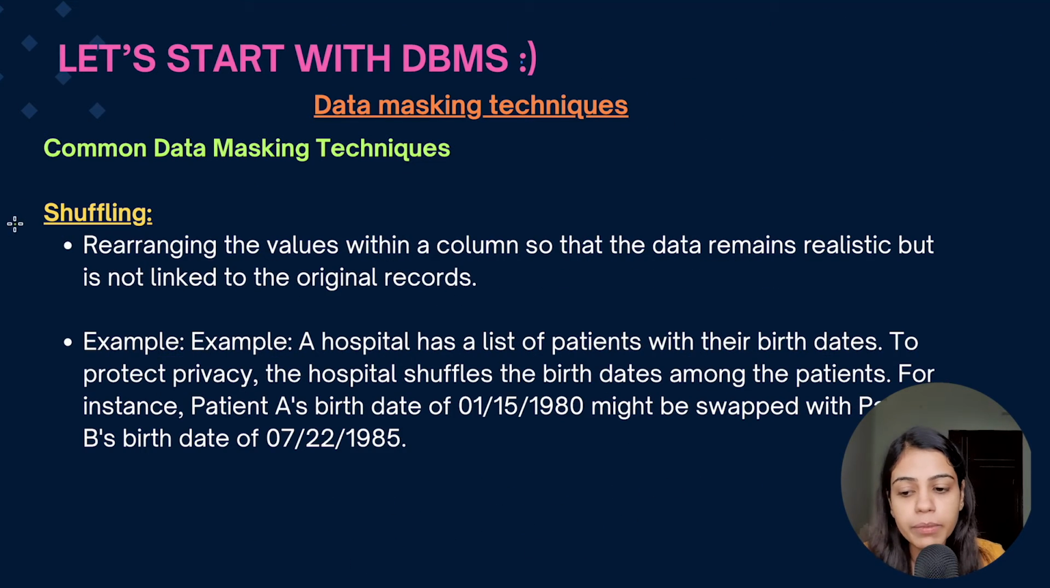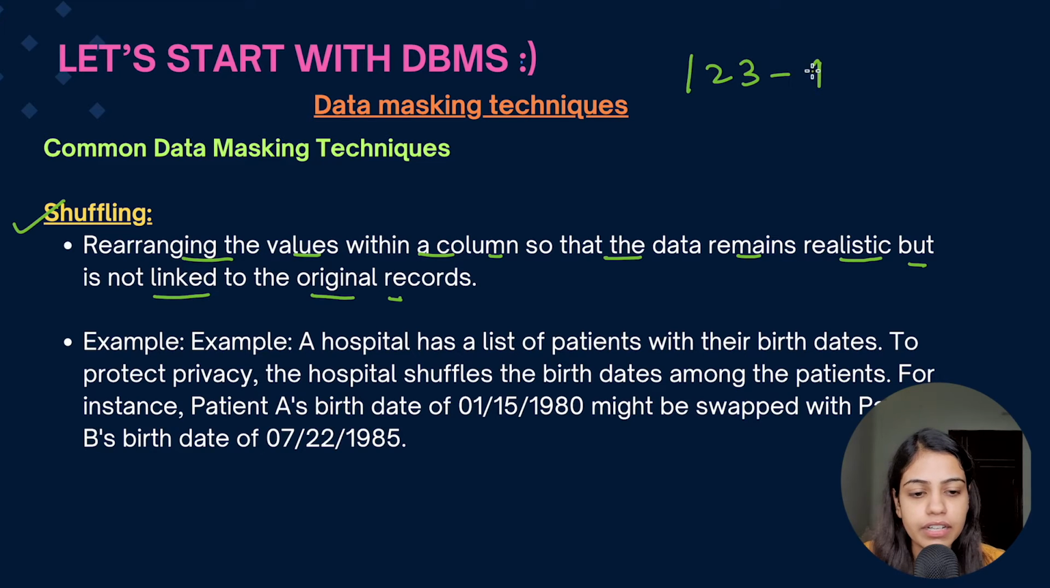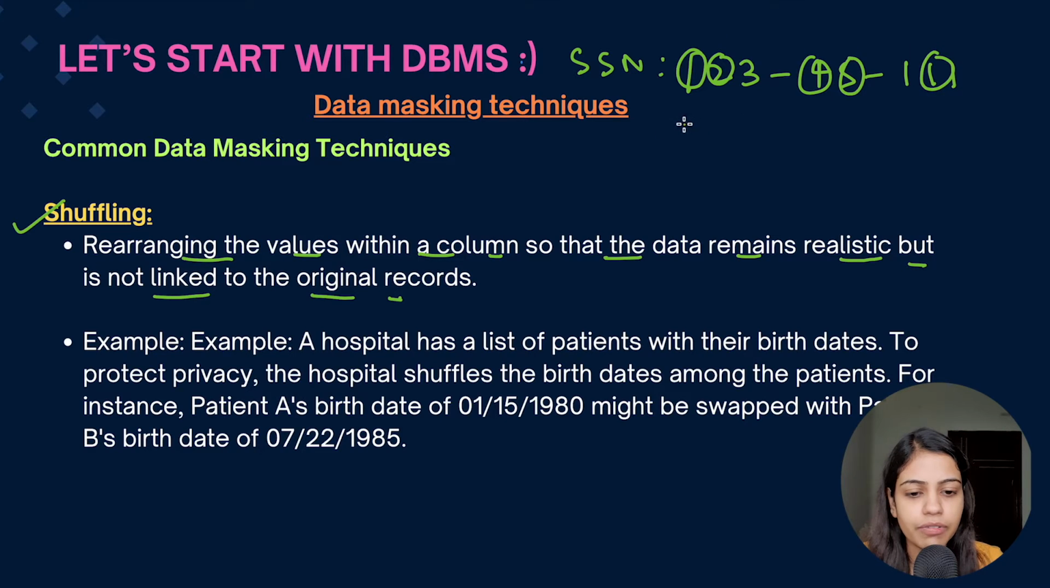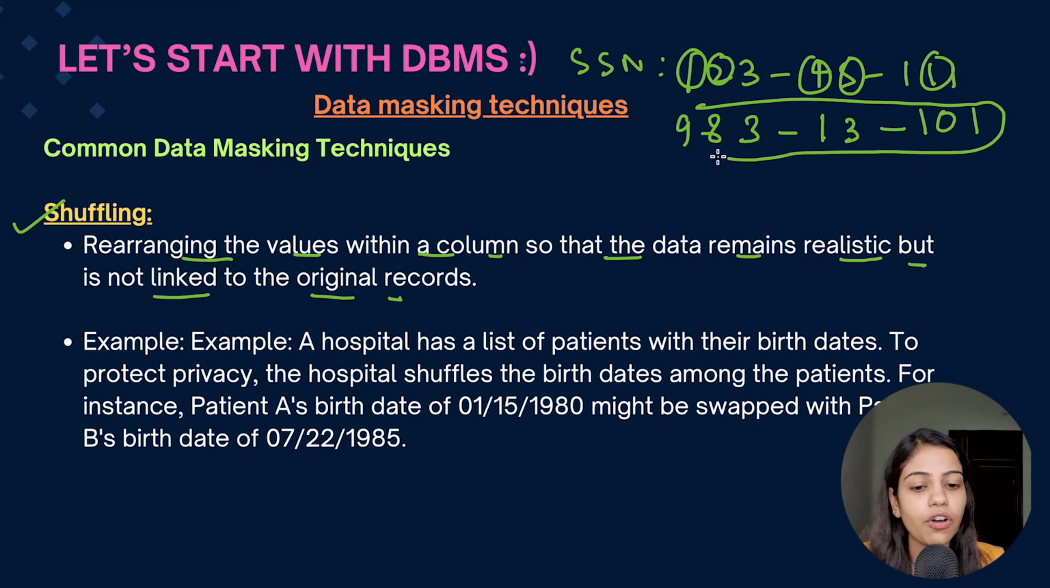Now coming to the next one, that is shuffling. Shuffling means rearranging the values within a column so that the data remains realistic but is not linked to the original records. In substitution, if we had a value like an SSN in our database, I was substituting some of the values with random values, for example 1 with 9, 2 with 8, 3 as it is, 4 with 1, 5 with 3. In this way I was creating random but original looking data.